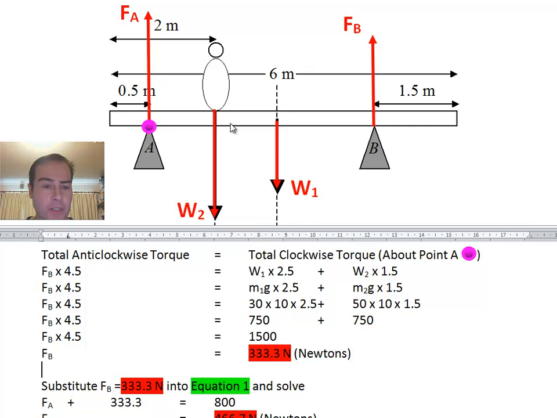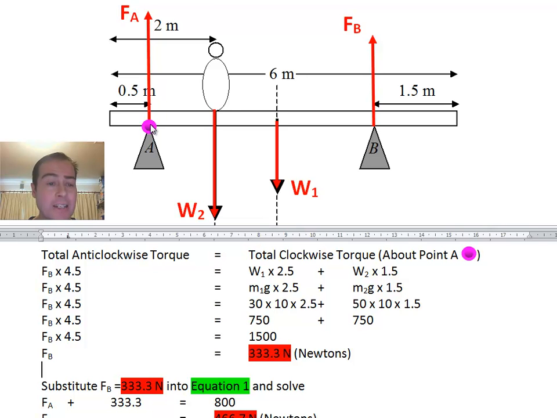Let's identify which of these forces has a clockwise rotating effect and which ones have an anti-clockwise effect. We'll start with the anti-clockwise. Point A is our point of rotation. If this were free to rotate about point A, then the forces upwards on the right, in this case Fb, would start to cause a rotation in an anti-clockwise sense. So Fb contributes an anti-clockwise torque. W1, however, pushes downwards, which would contribute a clockwise torque. And likewise, W2 pushing downwards would start to create a clockwise rotation about point A, if it were the only force acting.